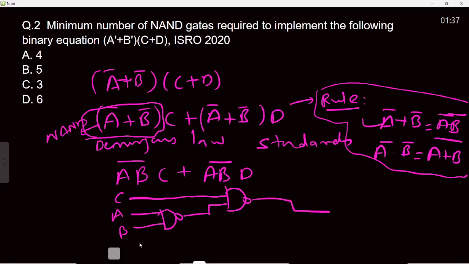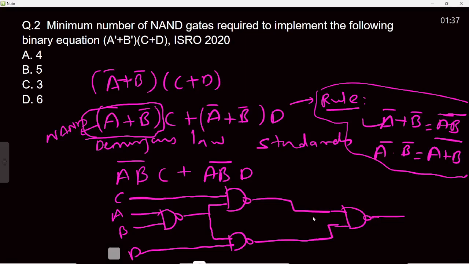Similarly here will be the D. So here also we will be using one more NAND gate, and the output of AB will also be connected to this, and both of these will be connected to one more NAND gate.